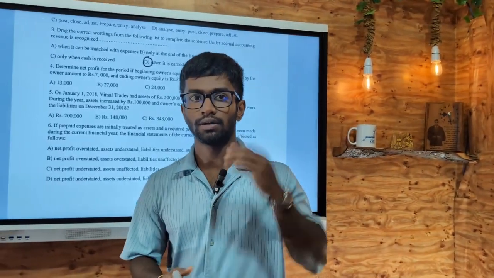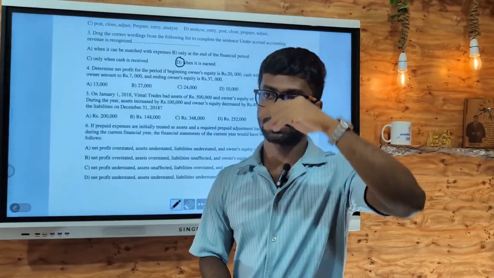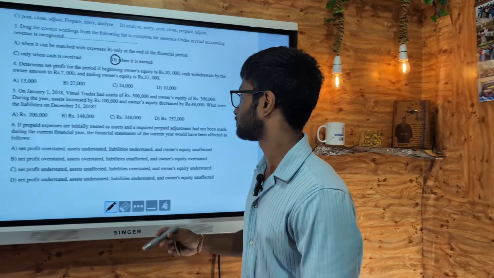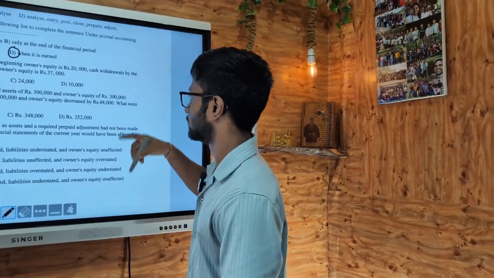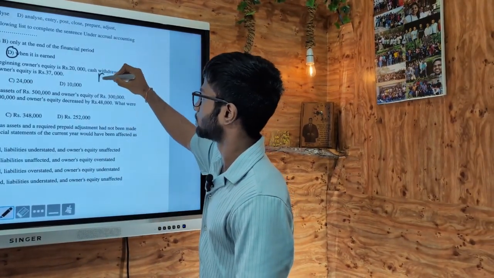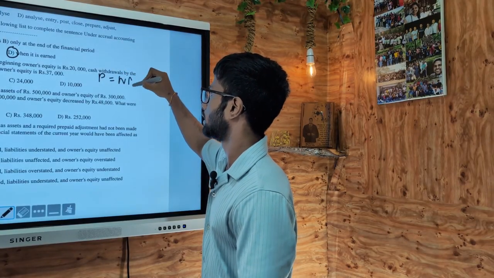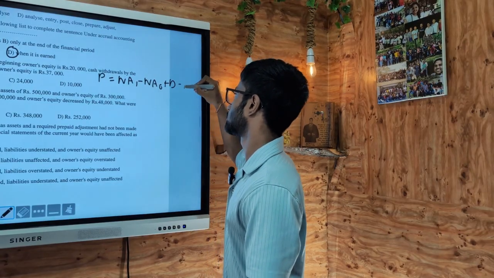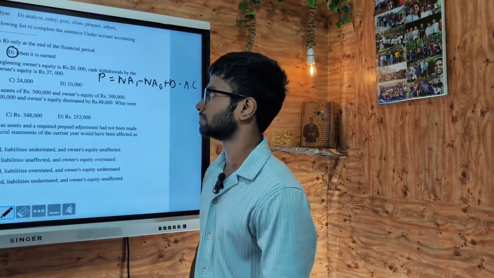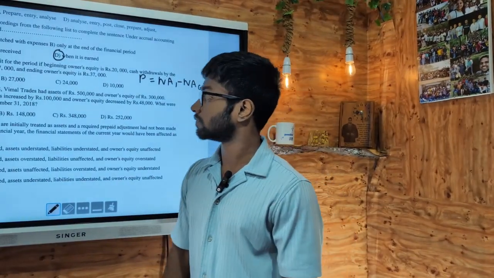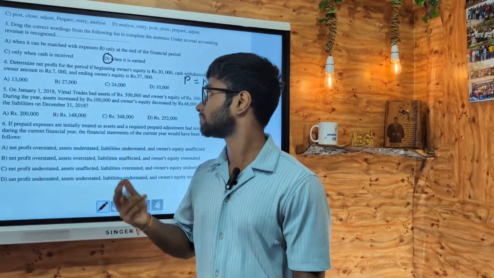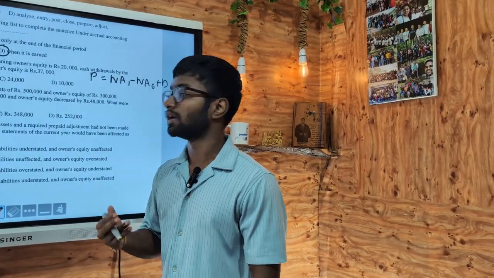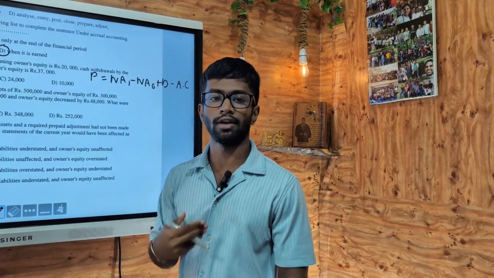Now I hope you remember when we were discussing the second unit, I explained an equation to calculate the profit. I'll just do it here, then it's easier for us. So profit equals NA1 minus NA0 plus D minus additional capital. What this means is, NA1 is your net assets, or in other words, net assets, we call it equity also.